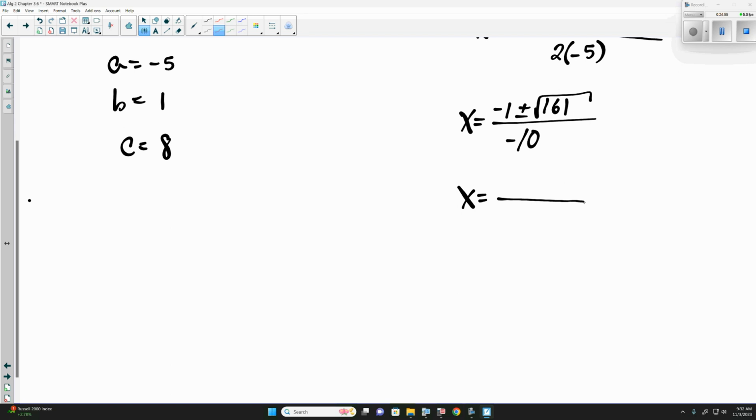There is one simplification I want to do. I want to get rid of that negative in the bottom of the fraction, that negative 10. And to do that, it's not a difficult process, but we're going to take this negative and apply it to the numerator. We're going to multiply it through the numerator, so negative 1 becomes positive 1.